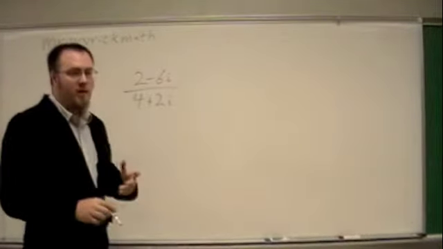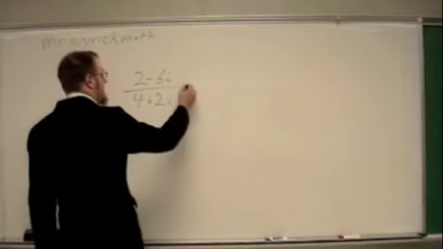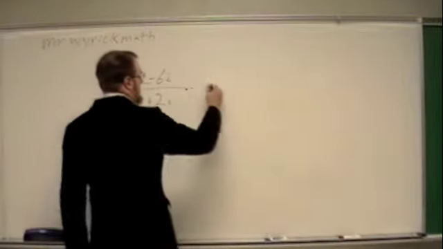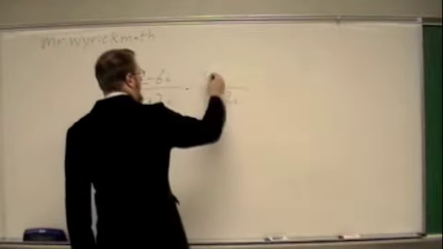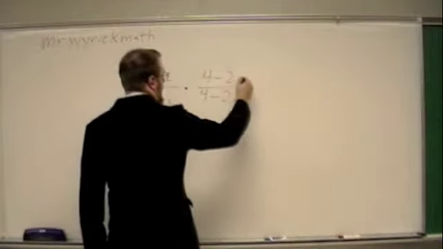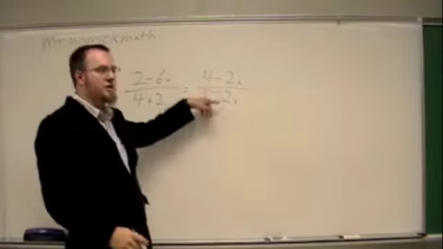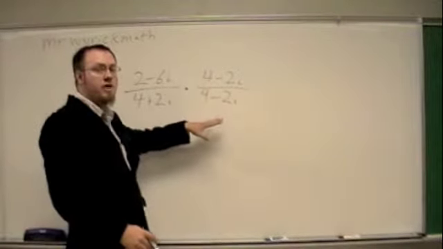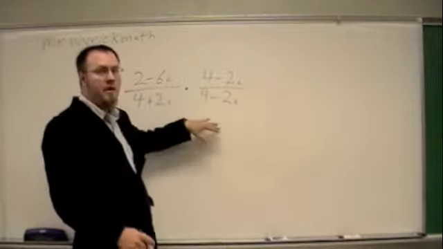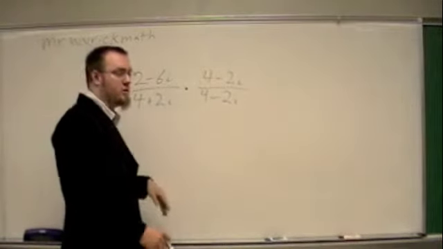What you have to do is treat this like a fraction. So you're going to multiply by what's essentially 1. But when you multiply by it, it's going to be (4 - 2i) over (4 - 2i). Okay? That way I'm not changing the value of anything in this fraction at all. It's just like multiplying by 1. I'm not changing anything. It's going to change how it looks though.